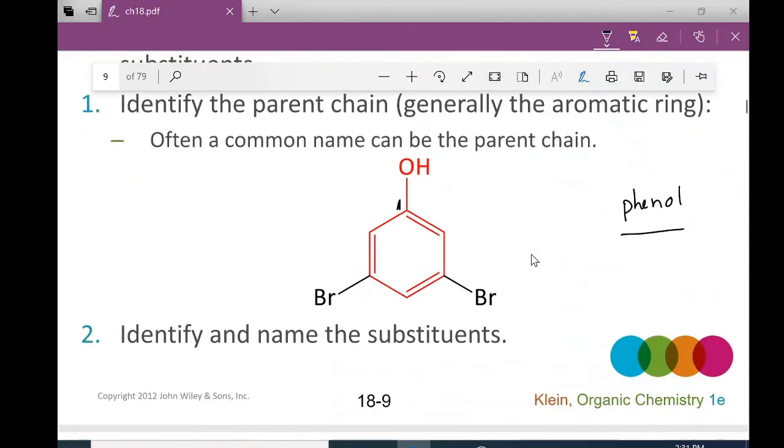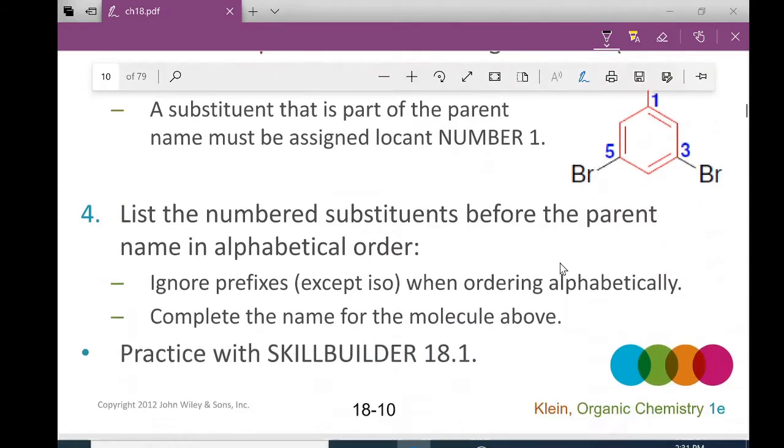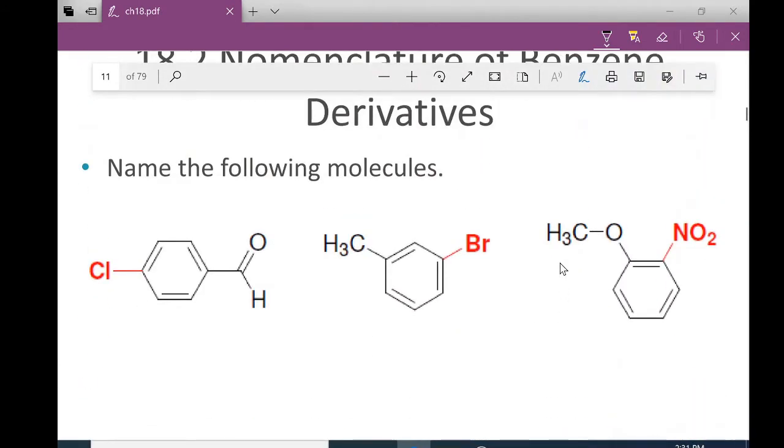Okay, and so that has to get number 1, priority number 1. And so then we can start giving our second substituent the lowest number possible. It doesn't matter in this case, so we can just go 2, 3, 4, 5, 6. And so what are we going to call this thing? It's going to be 3,5-dibromophenol. Okay, so this just goes on about how to name that, and we've already done that.